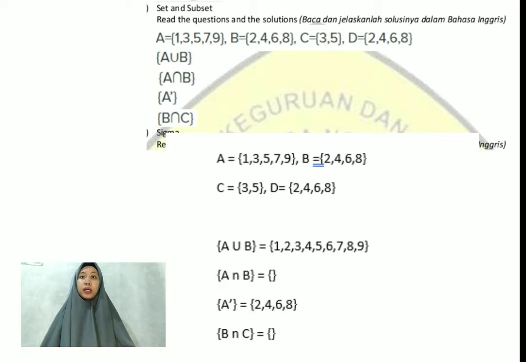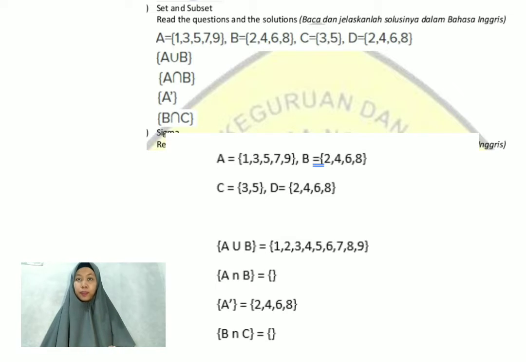And we find the solution: A union B equals 1, 2, 3, 4, 5, 6, 7, 8, 9 in the brace. A intersection B equals empty set. A complement equals 2, 4, 6, 8 in the brace. And B intersection C equals empty set.